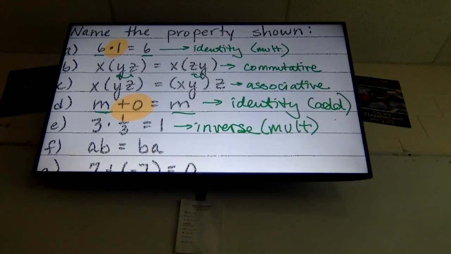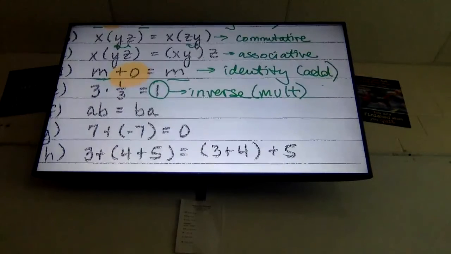When I teach algebra 1, I always talk about inverse operations, and multiplication and division are inverse operations, so they undo each other. Since I did 3 times 1/3, we are undoing the 3 with the 1/3 and getting back to 1, which is my identity. So when your answer is an identity, that means it's an inverse problem.